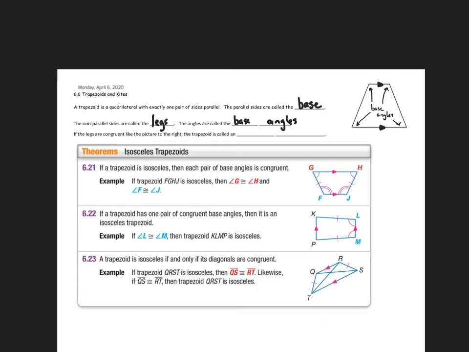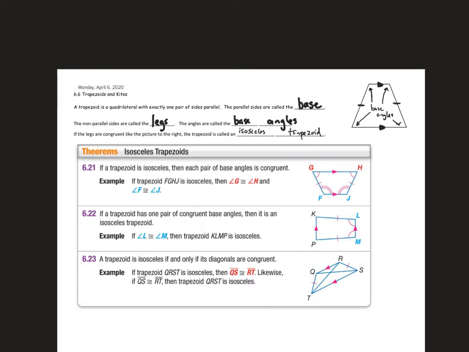If the legs are congruent, like the picture to the right, so here these legs are congruent, this is called an isosceles trapezoid. And we're going to learn some theorems about these isosceles trapezoids. Theorem 6.21 says if a trapezoid is isosceles, then each pair of base angles is congruent. So if I have an isosceles trapezoid, the base angles are congruent.